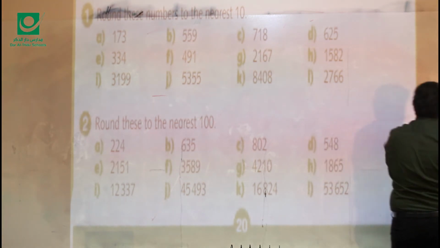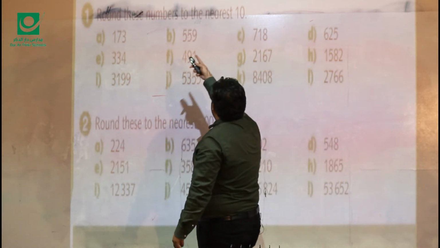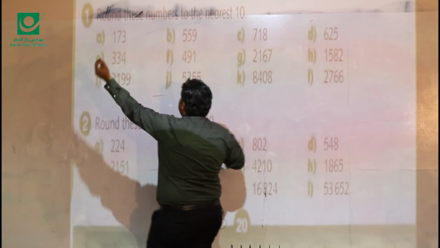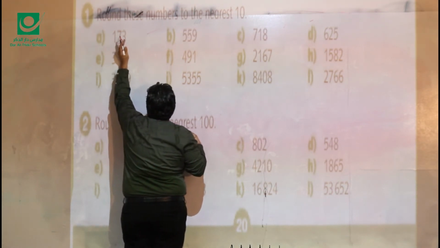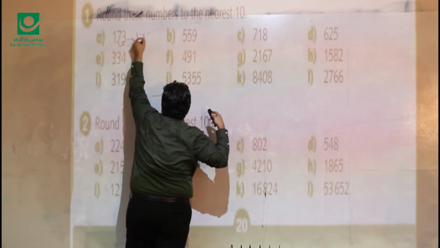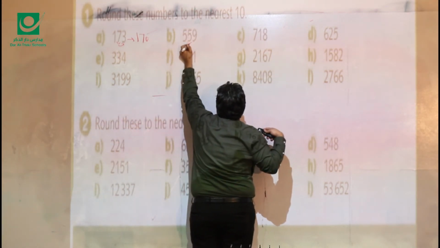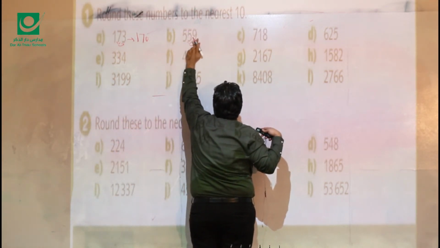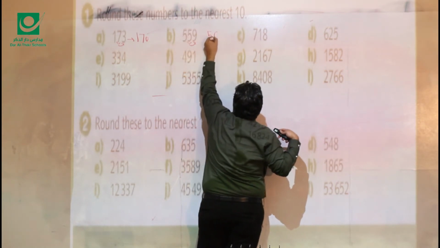Quick exercise. Round this number to the nearest 10. Where is the tens? The tens is here. Looking at the number before. What is the number before? 3. 3 is less than 5, turn to 0. So the answer is 170. B, 559. This is the tens. Looking at the number before. 9 is more than 5. So add 1 to the tens. The answer is 560.